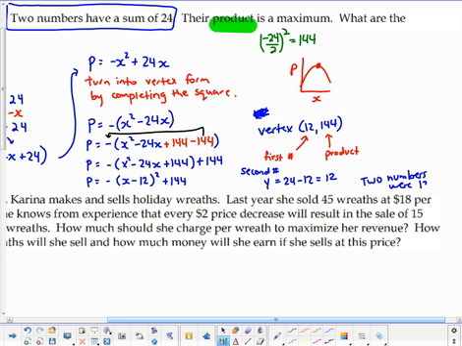We're 12 and 12. Okay? All right. So those are the number type problems.